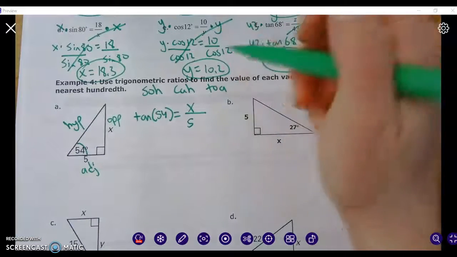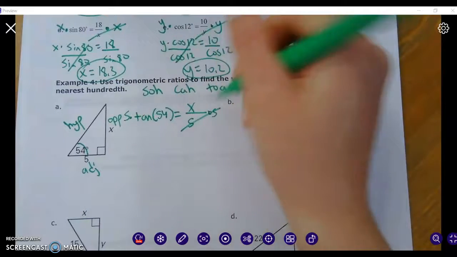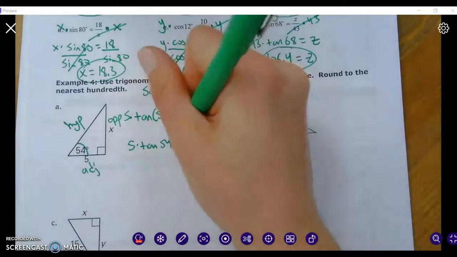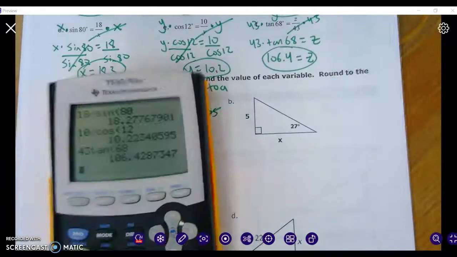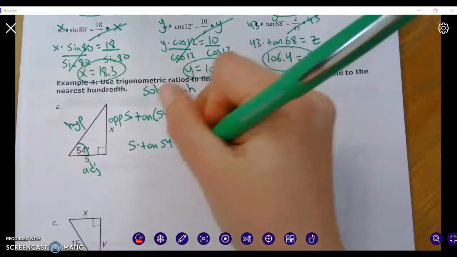Okay, and then you'll solve it from there like we did up here. So multiply both sides by 5. So 5 times tan of 54 equals x. So we get about 6.9.